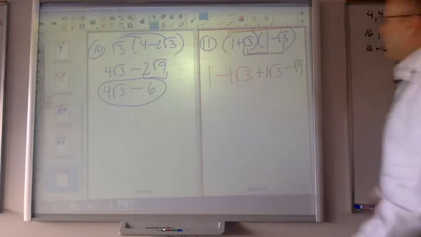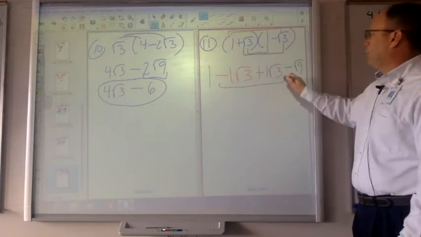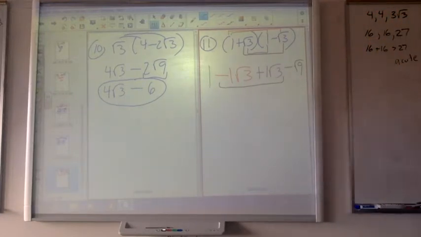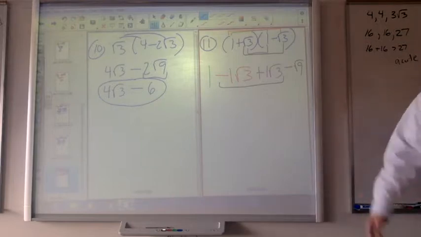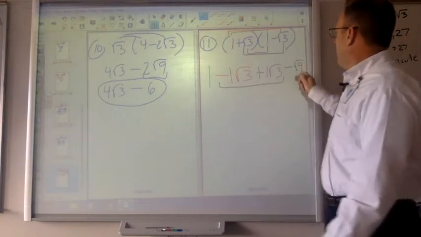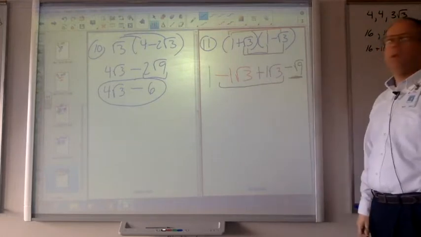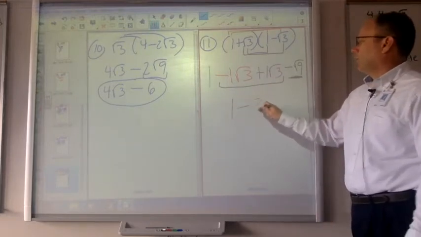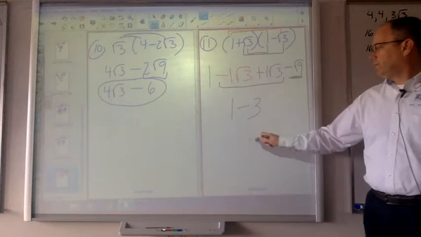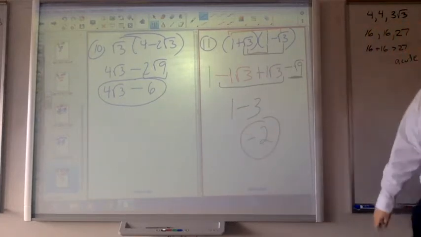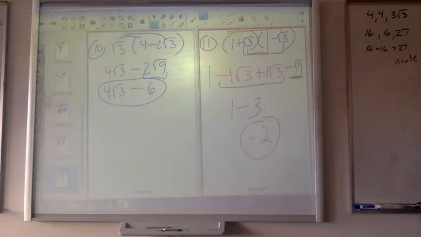Okay? All right, so what can you tell me is going to happen to those right there? Do they cancel? Yeah. I have a negative root 3 and I have a positive root 3. I'm trying to combine them. They're gone. And then, hey, what is this going to come out to? Negative 3, so I get 1 minus 3, which is? Negative 2. There's my answer. So sometimes you get a complete answer. Break through it all the way. Yep.